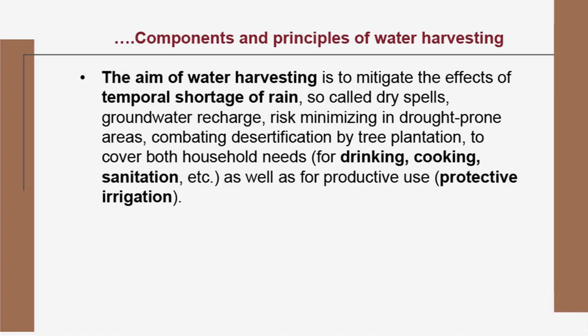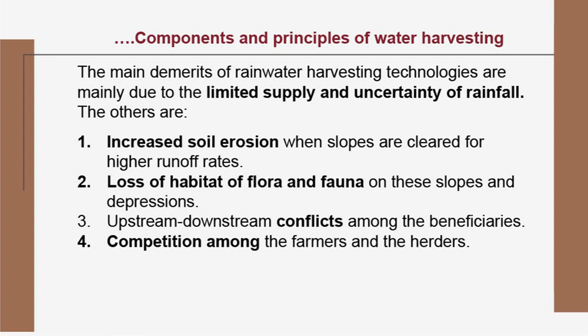The aim of water harvesting is to mitigate the effects of temporal shortage of rain, so-called dry spells, and groundwater recharge. There are a number of purposes of water harvesting. It can help in groundwater recharge, risk minimizing in drought prone areas, combating desertification by tree plantation, and covering both household needs for drinking, cooking and sanitation, as well as productive use like protective irrigation. The main elements of rainwater harvesting technologies are mainly due to the limited supply and uncertainty of rainfall. The others are increased soil erosion when slopes are cleared for higher runoff rates. So erosion can be reduced. Loss of habitat of flora and fauna on these slopes and depressions, mainly because of deforestation, is another issue: several flora and fauna are vanishing from many areas of the world and also from India.